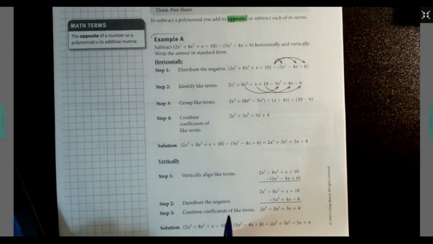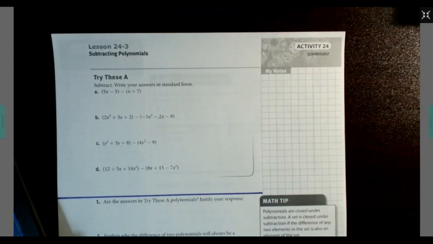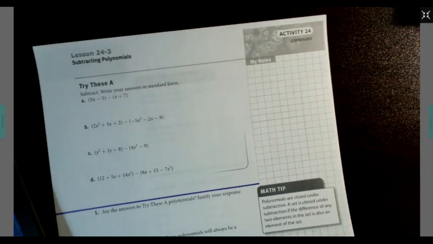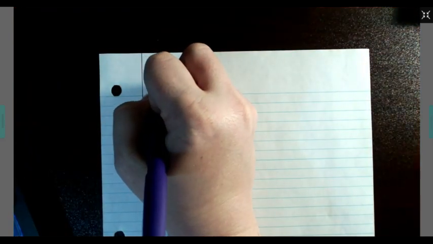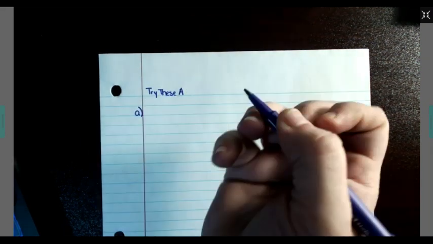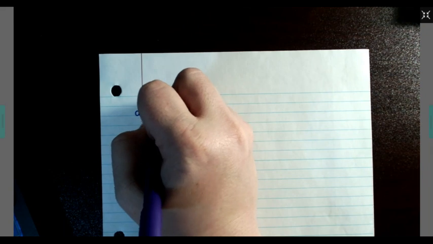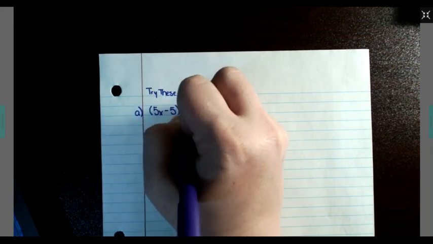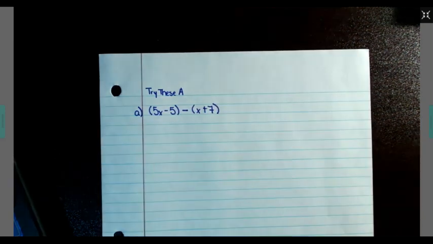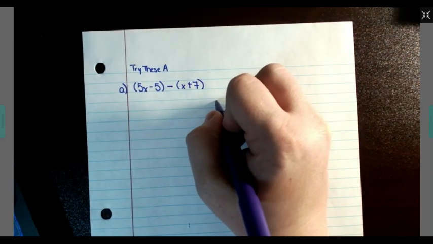So let's dive in and take a look at our examples at the top of page 365. And this would be questions, try these A. It says subtract and write your answers in standard form. So try these A, letter A. It says 5x minus 5 minus x plus 7. So I'm going to stack these vertically.